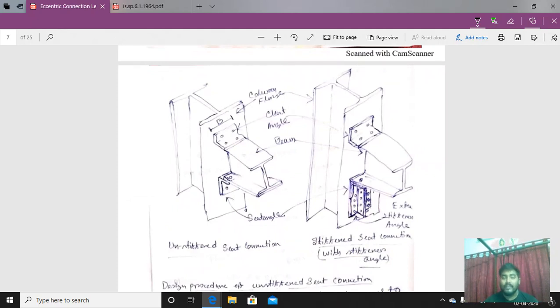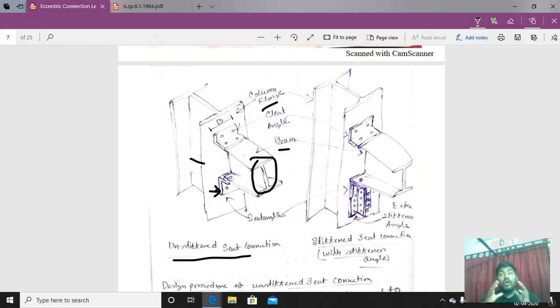What are the differences? I will tell you. If we see the unstiffened seat connection, this is the connecting beam, and this is the column flange. This beam rests on this seat angle. So the seat angle is provided so that the beam rests on it.